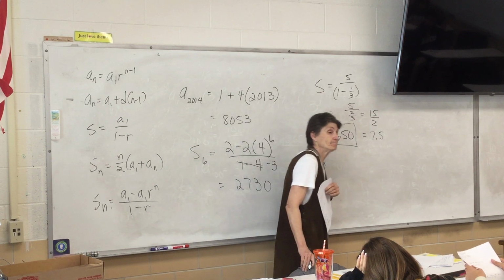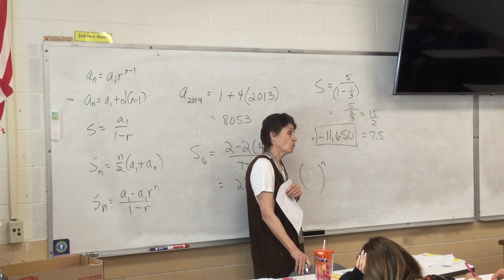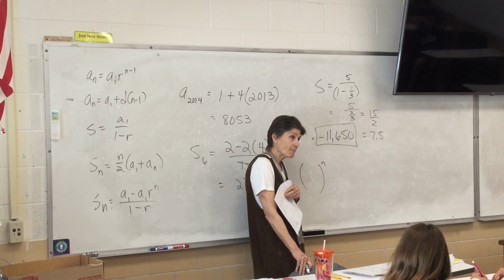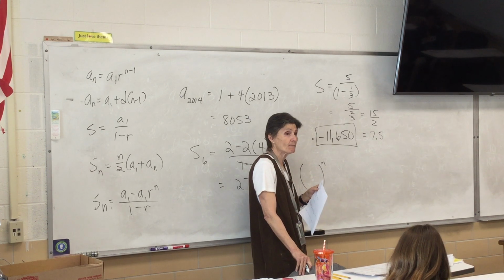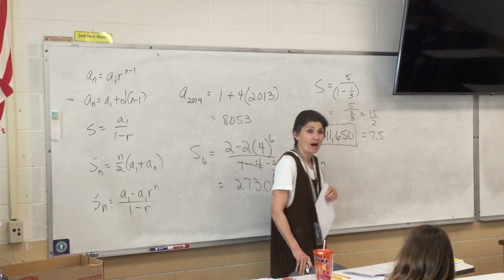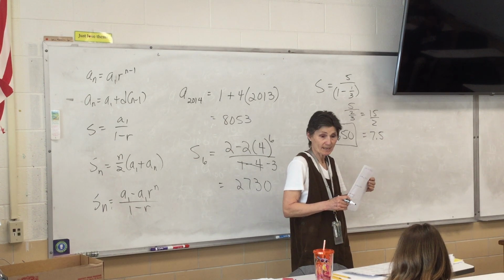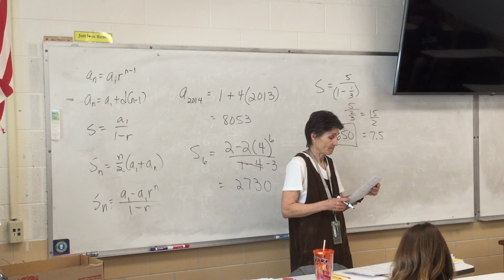What about E? Divergent. Why? The top has an n squared and the bottom does not. So 3/0 can't do that, right? We can't do that, 3/0.